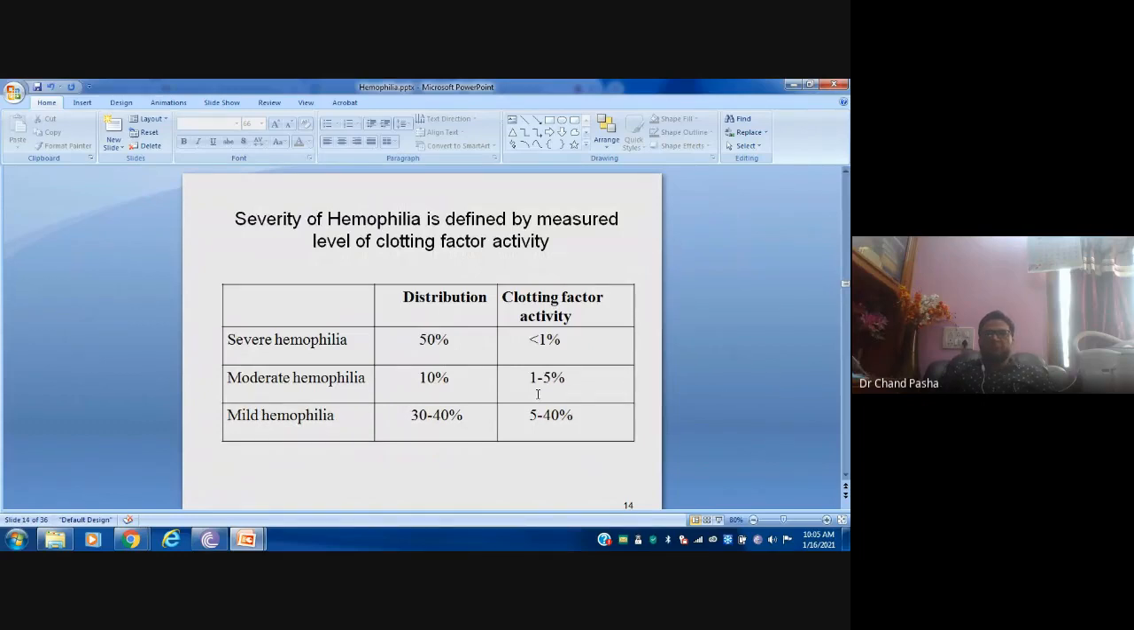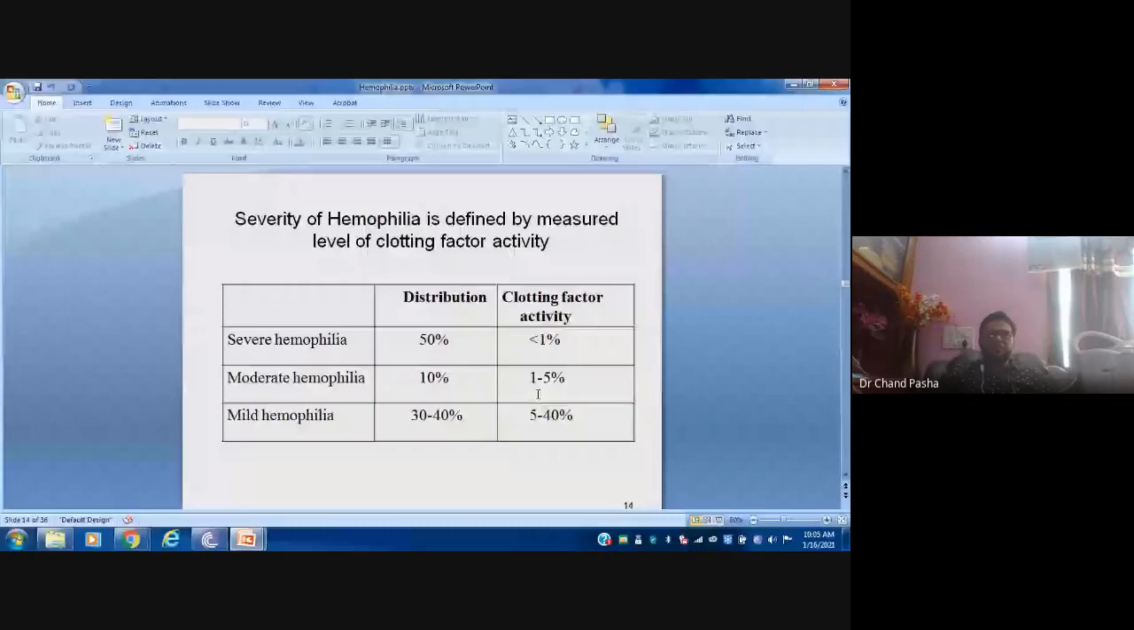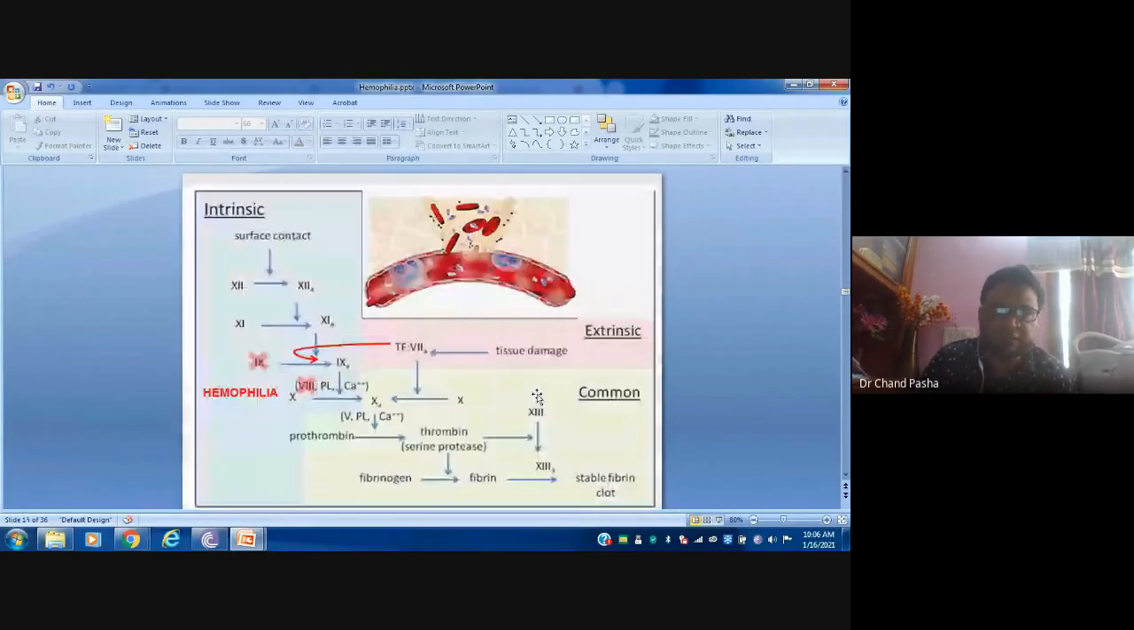Among severe hemophilias, the distribution is 50%, and clotting factor activity is less than 1%. Generally we classify based on clotting factor level: if it is less than 1%, it is severe hemophilia. In moderate hemophilia, the factor levels are in the range of 1 to 5%, and they account for about 10%. And if the clotting factors are 5 to 40% of normal, it is mild hemophilia, and they are around 30 to 40% and can live a normal life. With a bit of precautions, they can survive well.